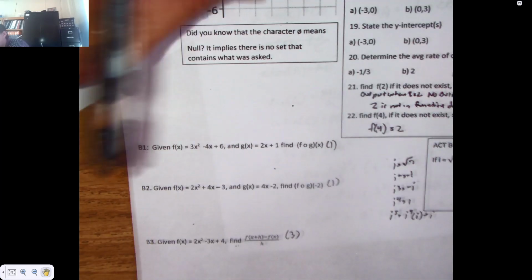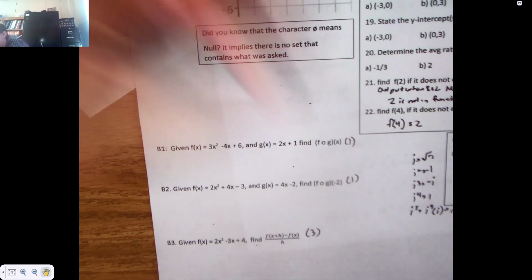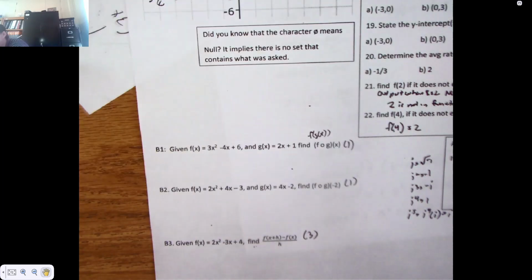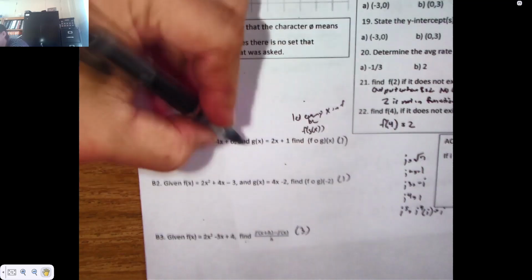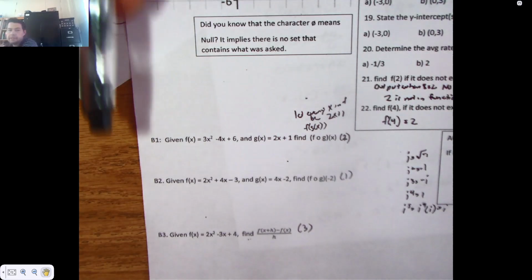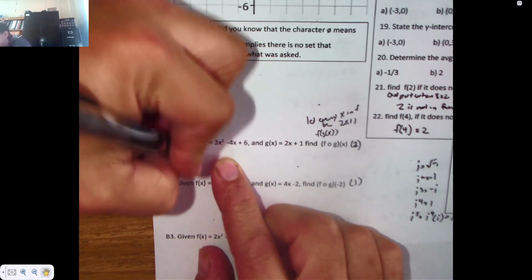Find f of g of x. 20 years ago, we taught different notation. f of g of x, which means let every x in f be 2x plus 1. I'll probably make this a 2-point bonus. Everything's got to be 2x plus 1. So there's an x. It becomes 2x plus 1.